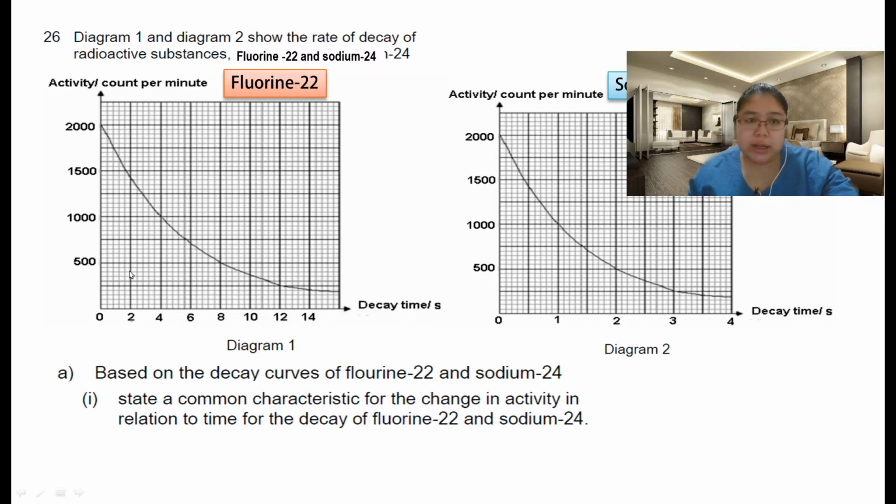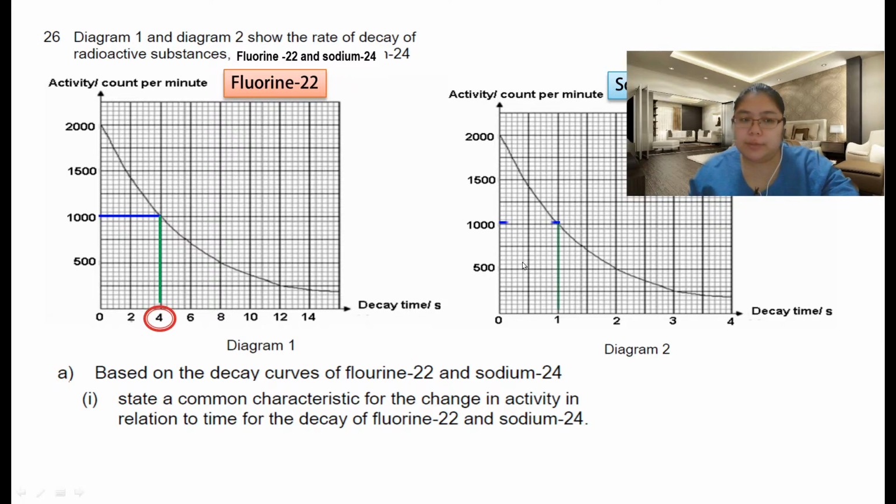Okay, let's see the fluorine. Fluorine is counted by 2, 4, 6, 8, 10, 12, and 14. This one is 1, 2, 3, 4. Okay, let me check the half-life. 2000 when it becomes half, it's 1000. Time taken is how long? 4 seconds. That means they take 4 seconds from 2000 to drop to 1000. Okay, let's see the sodium.